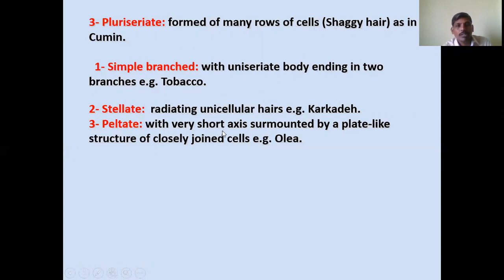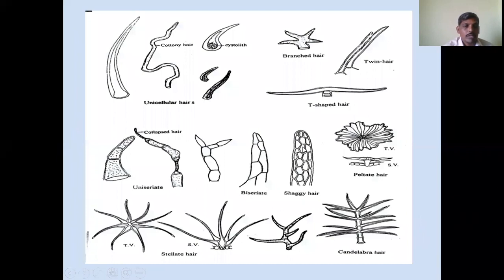Peltate means with a very short axis surrounded by a plate-like structure with closely joined cells. Example, Pollia. So we can see the picture. These are the unicellular hairs. These are uniseriate hairs, and branched hairs are there. See here. For example, if it is uniseriate, all the cells are arranged in a single row. If it is at the end region, it will be divided into two. Biseriate means two rows of cells, and more than three, it is called shaggy hairs.